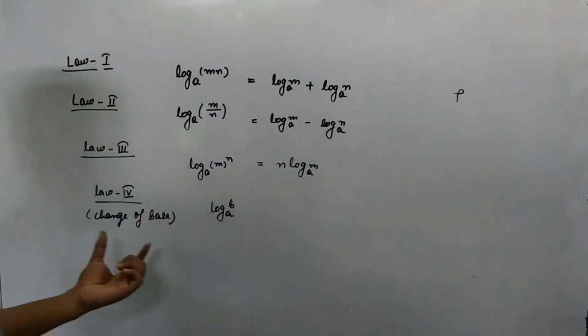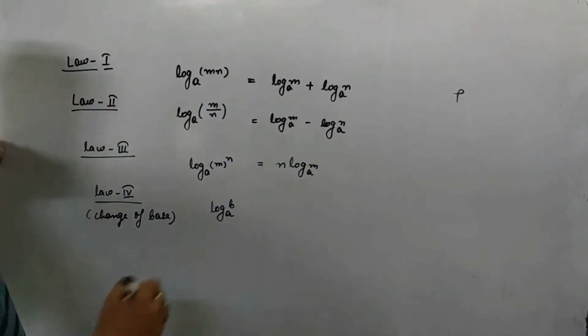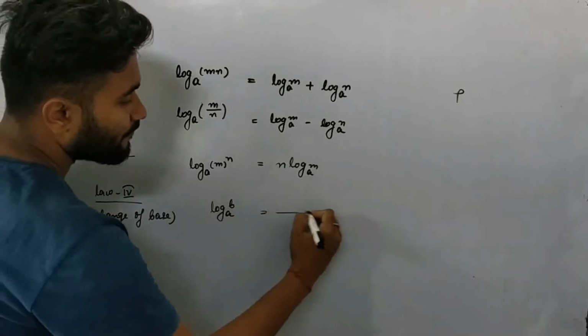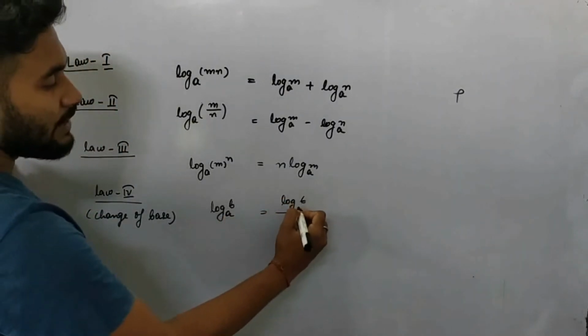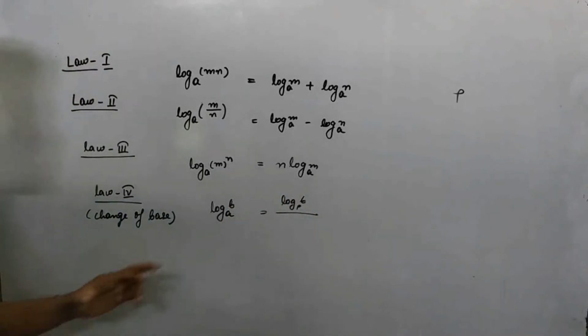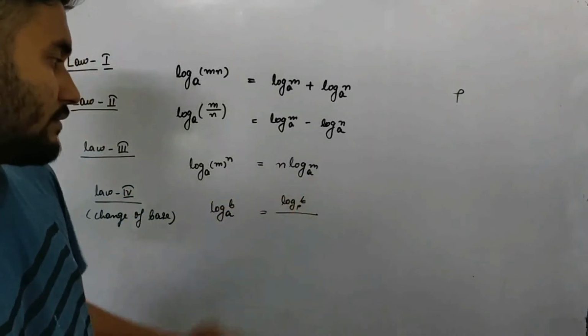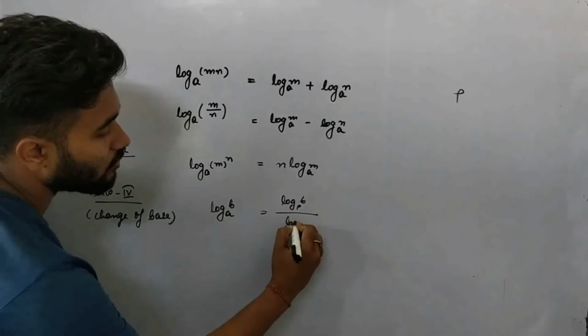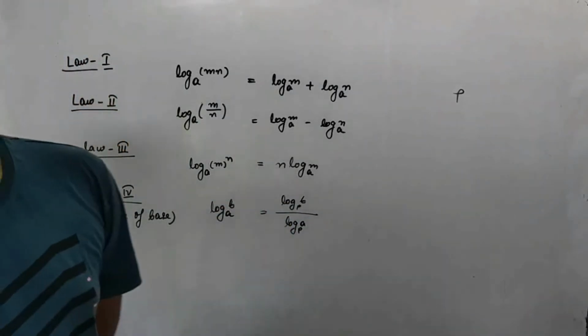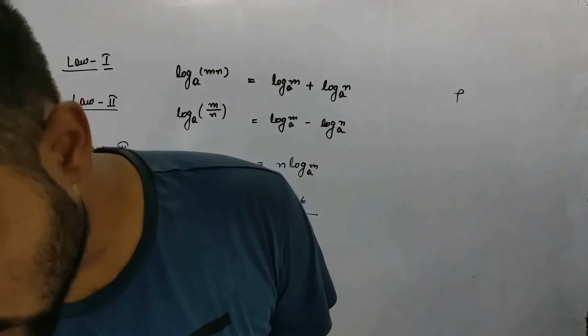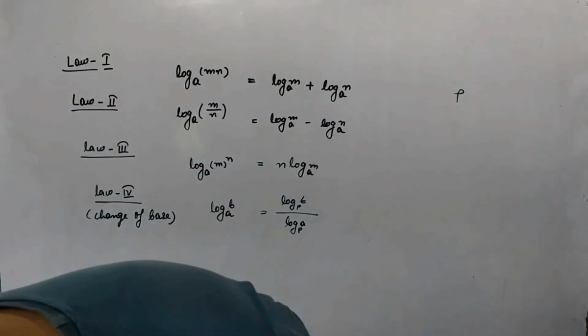So how to do change of base? You write log in the numerator, b base P, so you have changed the base. And below you also have to write log A base P. So this is known as change of base. Understood? Change of base.